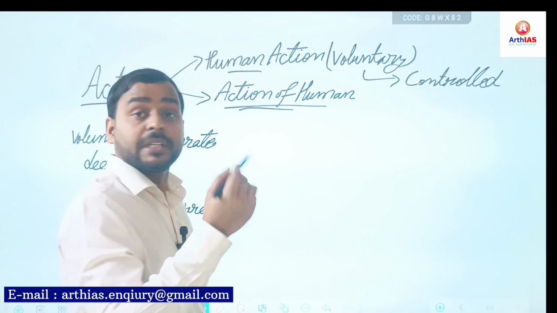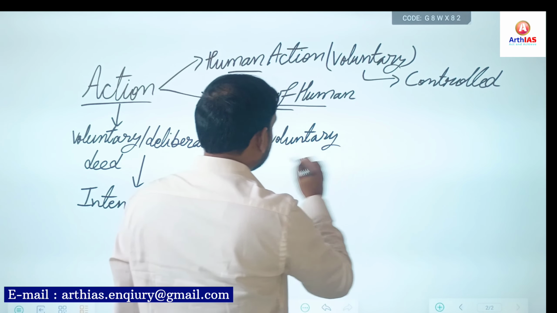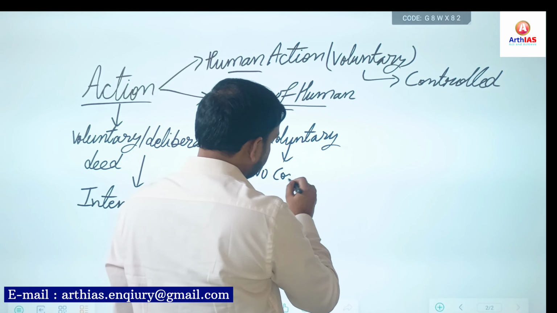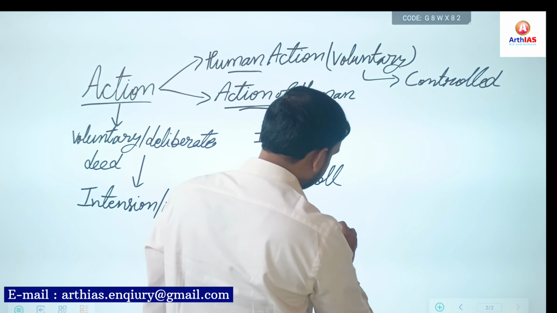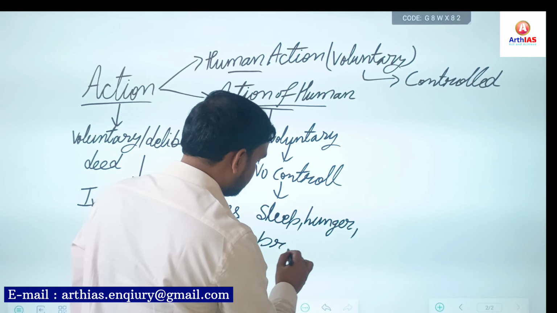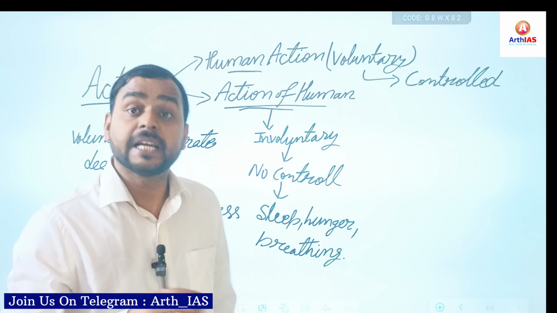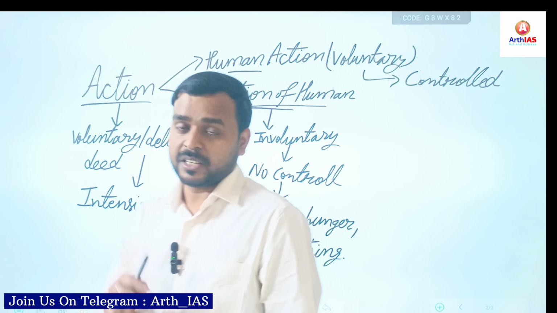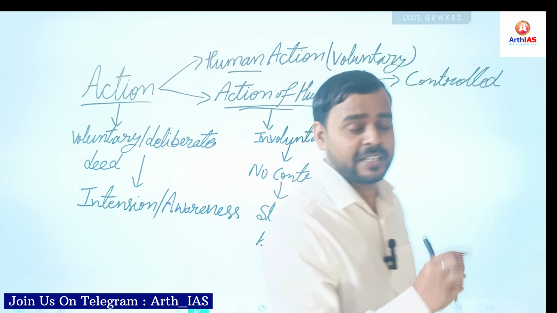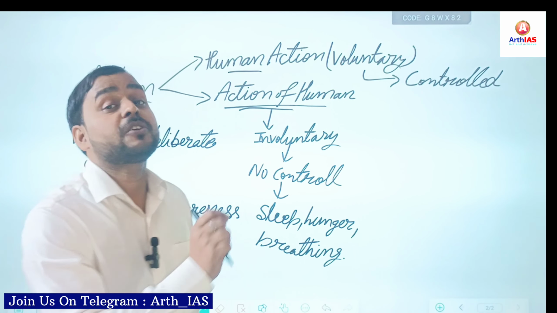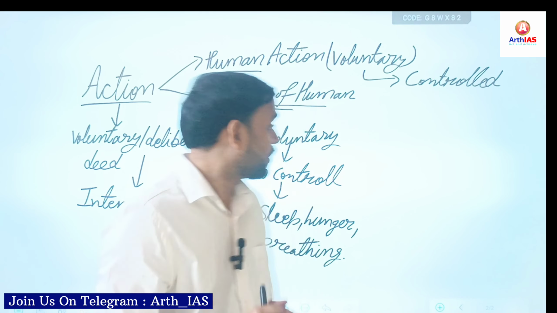But actions of human are involuntary. And when an action is involuntary, you don't have any control. For example, your sleep, hunger, breathing, heartbeat, flowing of blood in the veins. These are involuntary actions, we cannot control them. We cannot control our sleep, our hunger, our thirst. We can only delay them for a few hours, as per the person's capacity, but we cannot control them. But we can control our action, good action, bad action, our anger, our emotion. So this was all about action.